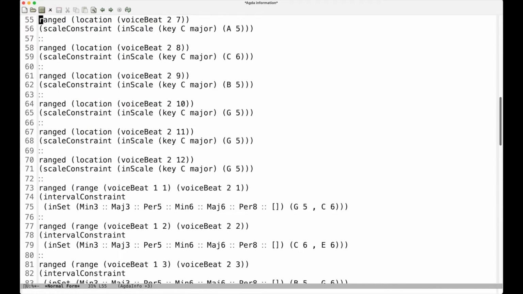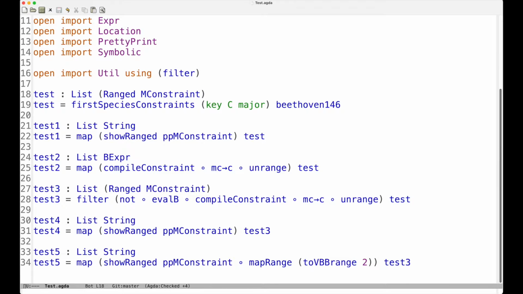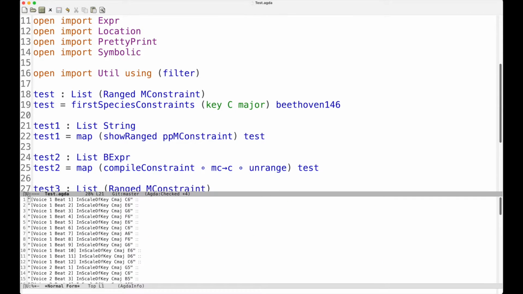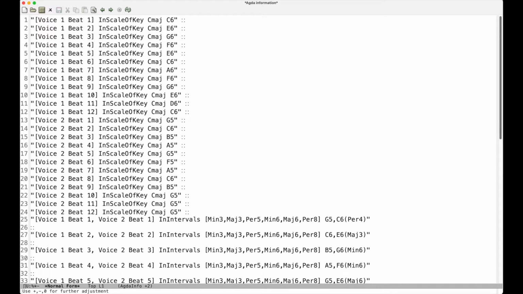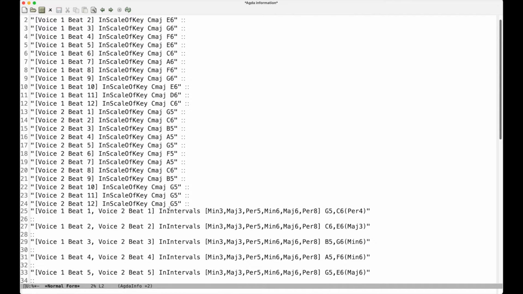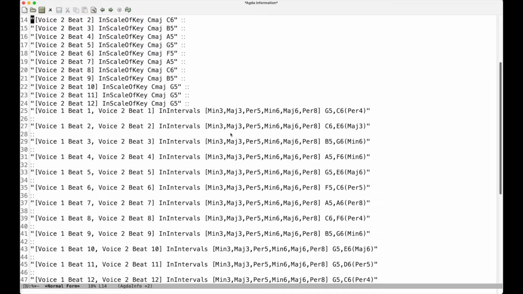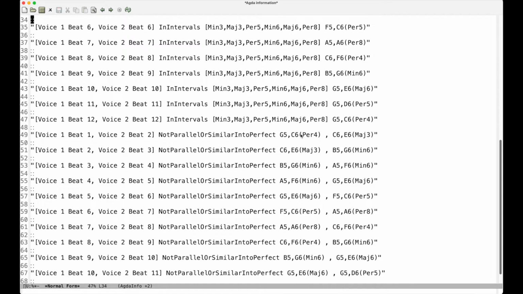All right, so we get a large series of constraints here. To make it a little easier to read, there's some pretty printing, so let's take a look at that instead. You can see we have a series of constraints that say that you need to be in the key, which depending on what you care about, you may or may not want to add, but for now we'll put them in. Then there are consonance constraints, which say that each of these intervals has to be one of the consonant intervals. And finally, there are motion constraints, which say that there cannot be parallel or similar motion into a perfect interval.